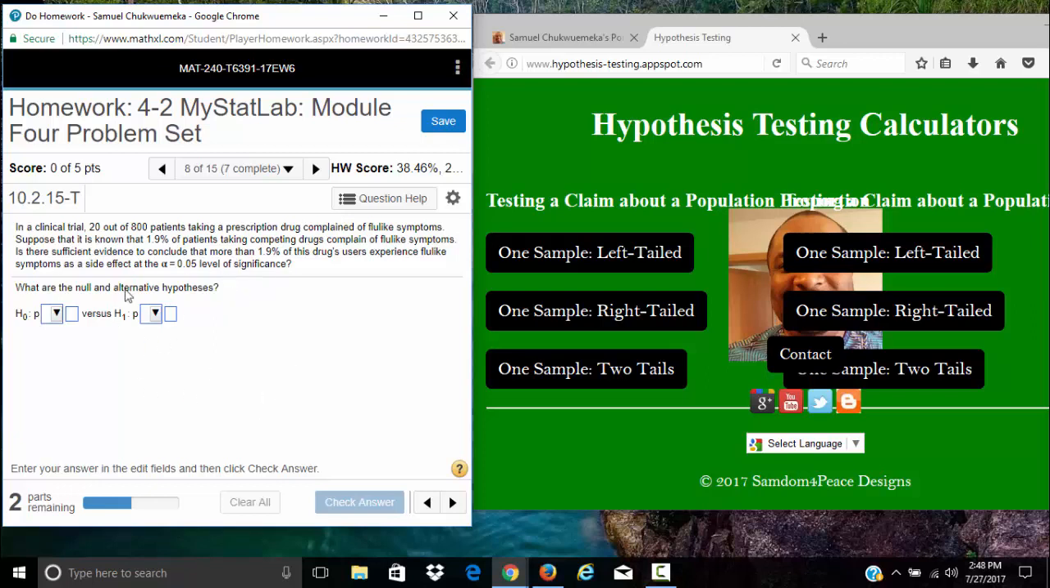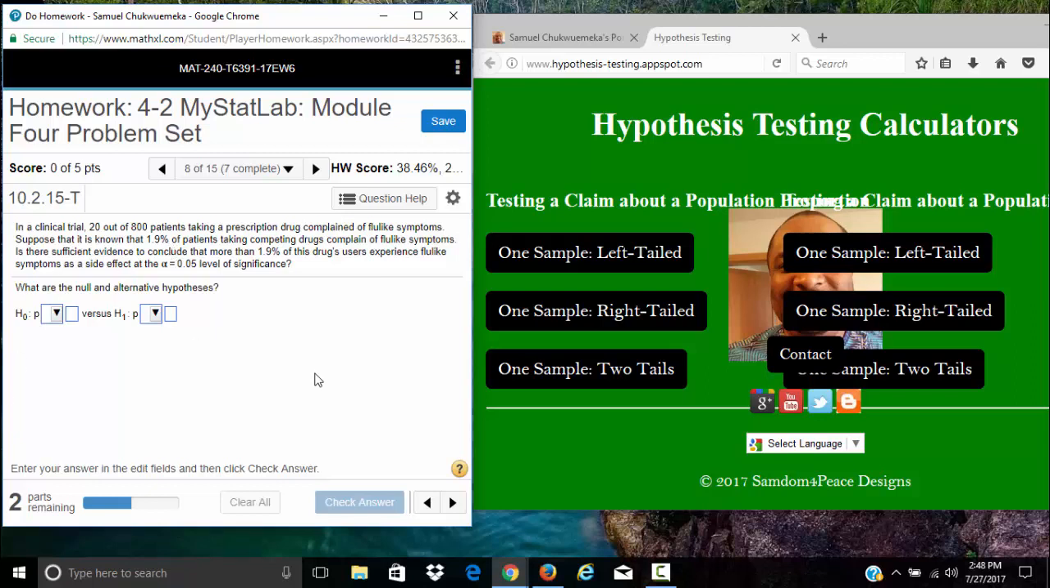Okay, so now you look at this question. Is there sufficient evidence to conclude that more than 1.9%? Suppose it is known that 1.9% of patients taking competing drugs complain of flu-like symptoms. Is there sufficient evidence to conclude that more than 1.9% of these drug users experience flu-like symptoms? So this is the belief here, more than 1.9%.